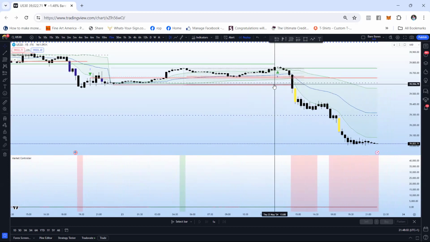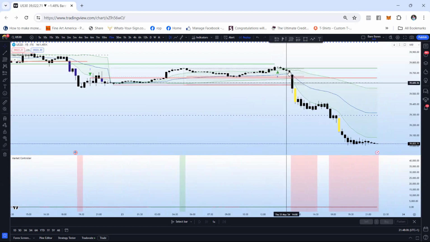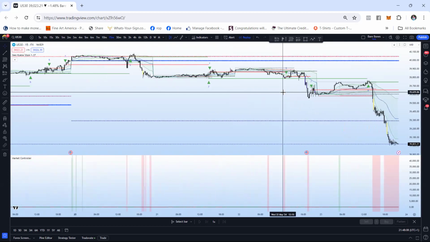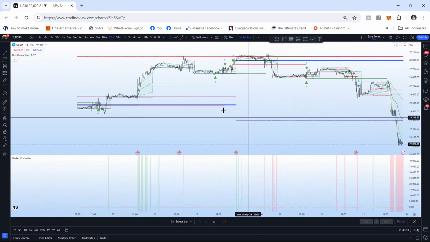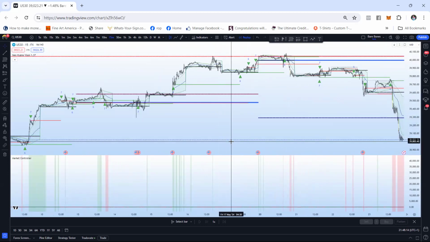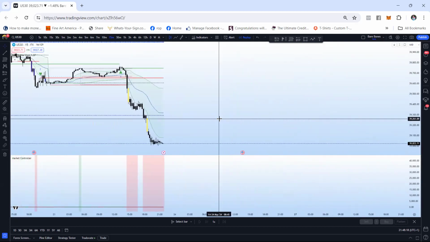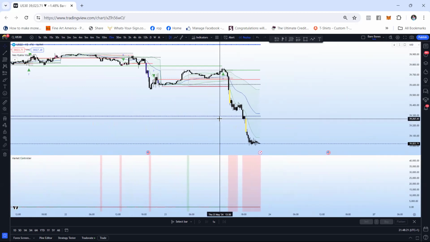I determined Asian low wasn't taken out, so there wasn't much else for price to do. And then I'm sure there were more Asian levels that hadn't been taken out back here, which is why it just kept on sinking like this. But yeah, use that as your barometer, right? Ask yourself, has Asian low or Asian high been taken out?